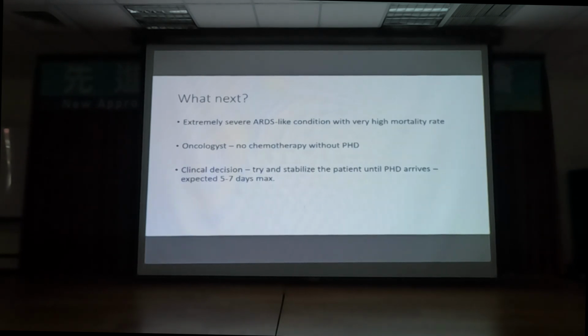The oncologist then comes and says, no chemo until I have a pathological diagnosis. So you can either let this woman die, or we can try to help bridge this time until she at least gets a little chemo that is going to work, just to unload this situation. So the clinical decision, of course, was to try and stabilize the patient until this pathological diagnosis arrives. Expected was 5 to 7 days max.